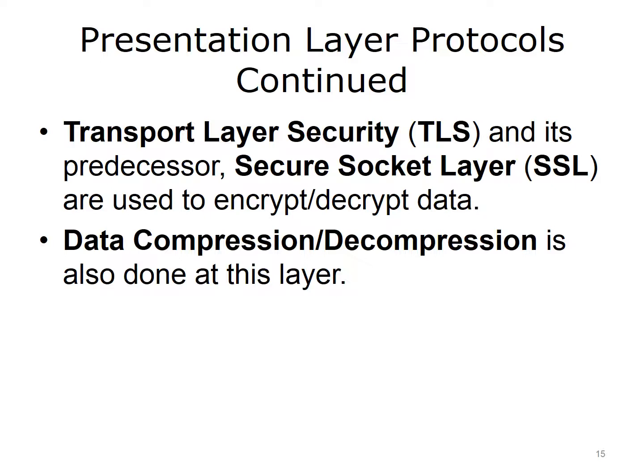When surfing the internet, you can tell when you are using TLS when you see the HTTP in the address line replaced with HTTPS, and when you see a small padlock in the status bar at the bottom of the browser window, usually on the left-hand side. Data compression is also done at this layer.